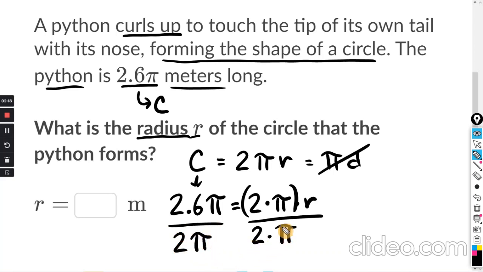Okay, on the right-hand side, 2 pi over 2 pi cancels. On the left-hand side, pi over pi cancels, and 2.6 divided by 2 is just going to equal 1.3. All right, the units were originally in meters, so this answer is also going to be in meters. But they have the m already written, so you just need to enter 1.3 in the box.